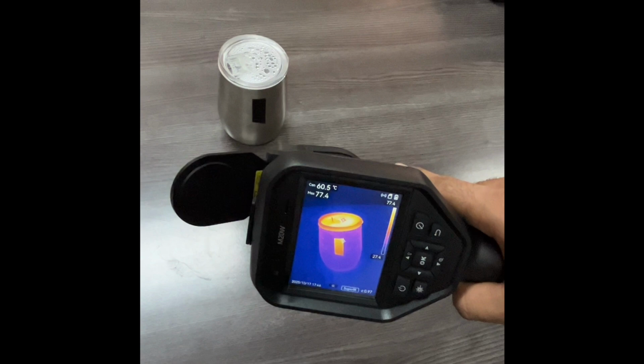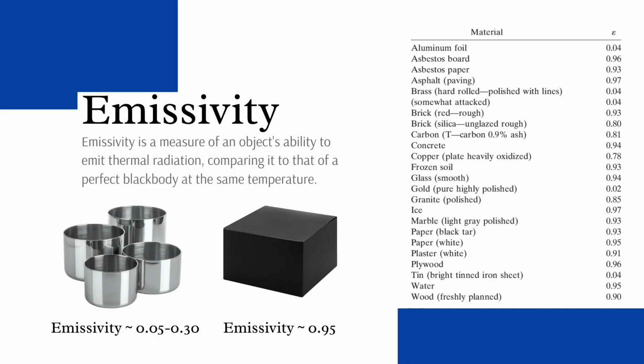The entire glass is at the same actual temperature, but the thermal camera shows different colors. Why? Because the surface properties are different. And that brings us to the first step in capturing the correct thermal image, setting the right parameters. The first parameter that we will discuss is emissivity.